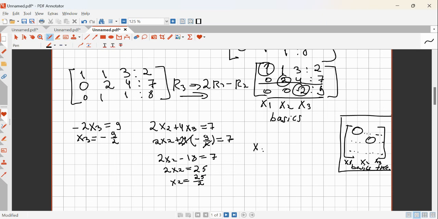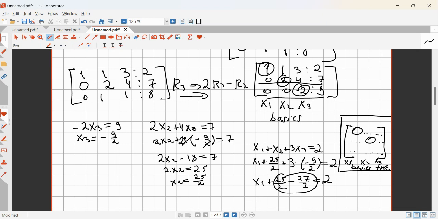What about the first row? x1 plus x2 plus 3x3 equals 2. x1 plus 25 over 2 plus 3 times minus 9 over 2 equals 2. x1 plus 25 over 2 minus 27 over 2 equals 2. From here, 25 minus 27 is minus 2, divided by 2 is minus 1. Minus 1 goes to the right side, so it's going to be plus 1. 2 plus 1 is 3, so x1 is 3.